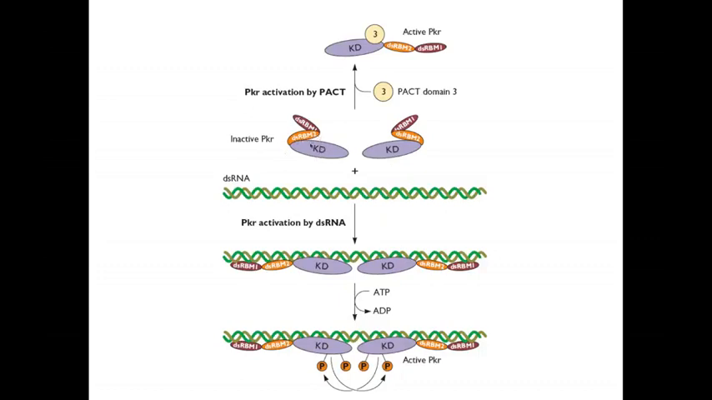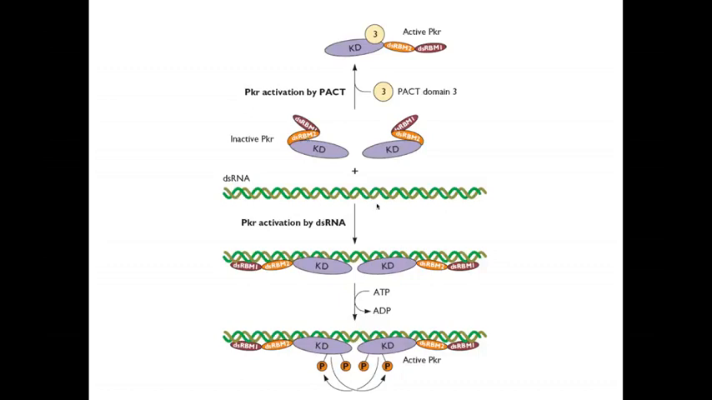In order for it to be activated, it needs to be phosphorylated. And activation means that it's able to phosphorylate eIF2alpha. The way PKR is activated is by phosphorylation, and the phosphorylator is a neighboring PKR molecule. So what happens is PKR binds double-stranded RNA. It does so via these double-stranded RNA binding motifs.